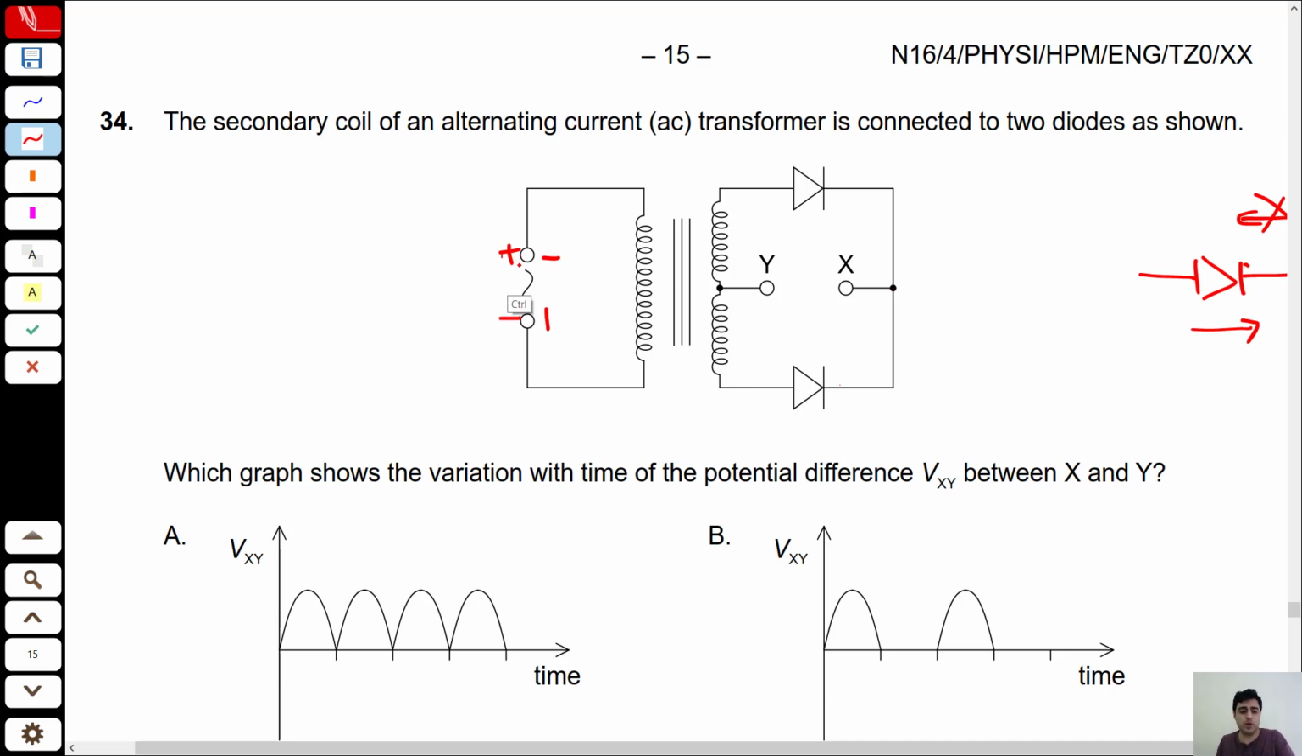Imagine this is a primary source. If the primary source is alternating, then the secondary source will also be alternating, so you will also receive an alternating source. Imagine this becomes positive and this becomes negative. So what is the voltage of this entire line? But this diode will allow the current to pass through.